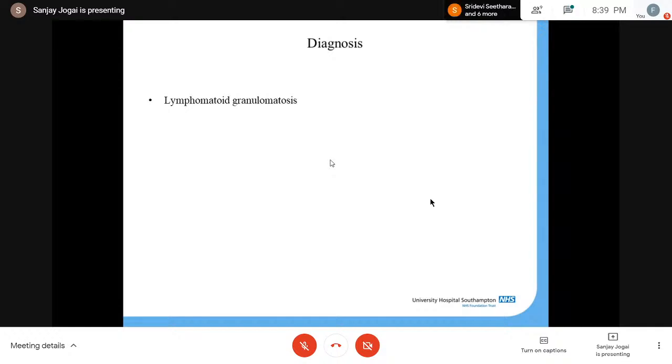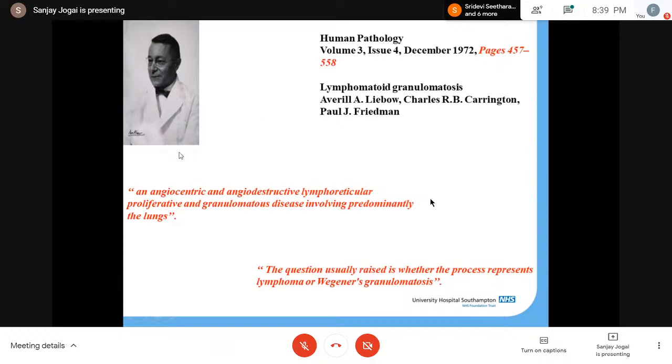So going back, this is Dr. Averill Liebow, also known as the father of pulmonary pathology. And what I would like to bring your attention to is, look at this issue in 1972 where he described LYG, and look at the number of pages. 101 pages to describe one entity. That's how thorough things used to be, in the sense they used to describe so much morphology.